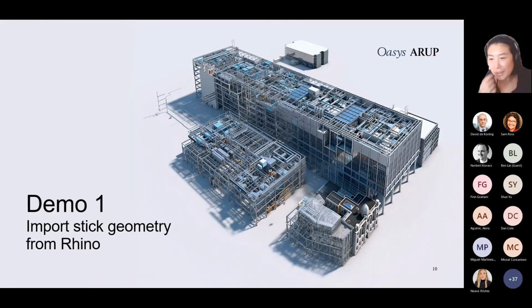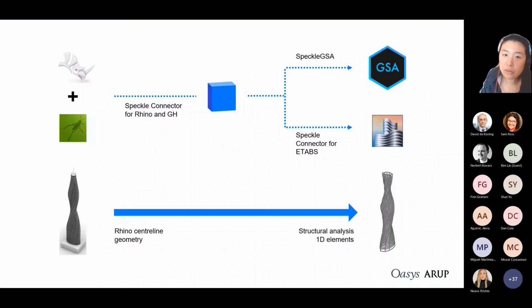So enough about the context, so some demos. We have a combination of some recorded demos and some live demos. So this one here is the first one. It's a classic, I think, importing stick geometry to build a structural analysis model, in this case, stick geometry from Rhino. So the workflow really is making use of the Speckle connectors, those integrations, those plugins for Rhino and also Grasshopper.